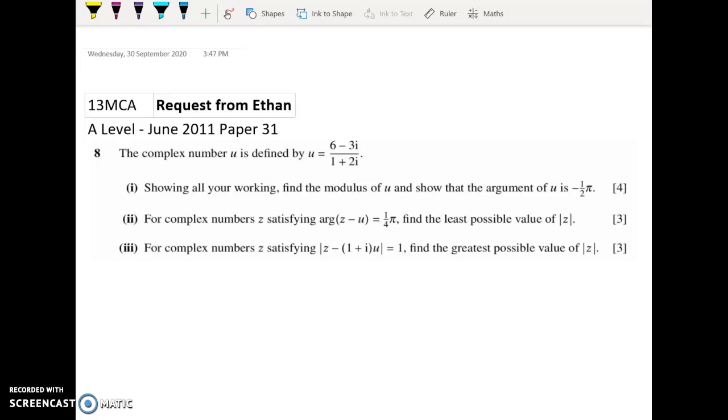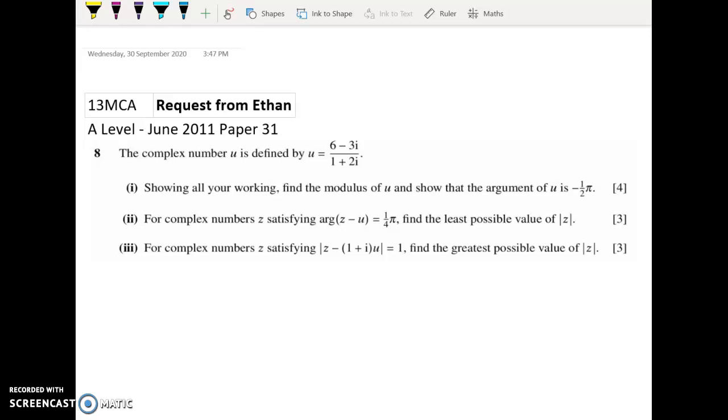Kia ora Year 12. This video is a request from Ethan, and it's 3 complex numbers questions from the 2011 June paper. It follows on really well from the video that I did yesterday, so you might want to go and watch that one first.